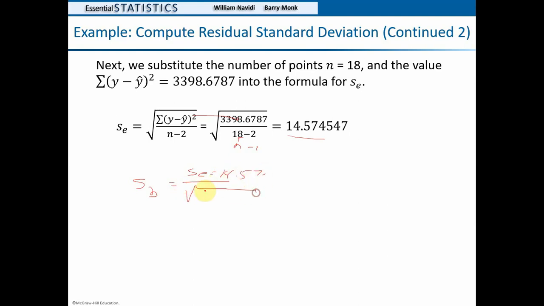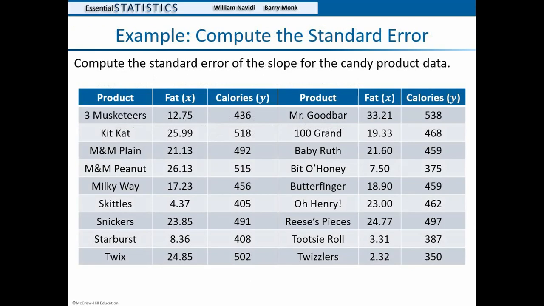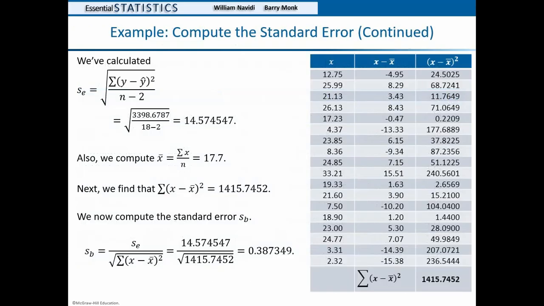and divide it by the x minus the x bar squared. Okay. So compute the standard error. Again, this is where we were. Oh, this was the x bar, sorry. X minus x bar squared. We do the x minus x bar and then divide that out.